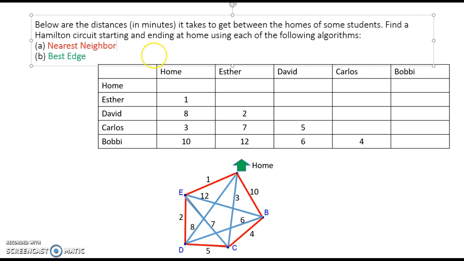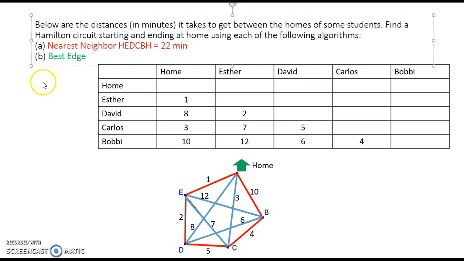So if we're going to write that out, we're starting with H, would be our starting point, and then we went to E, then D, then C, then B, then H was the path that we followed along the nearest neighbor. And we can go ahead and total that distance too. It'd be 1 minute, 2 minutes, 5, 4, 10. If you add all those numbers up, you would get 22 minutes.